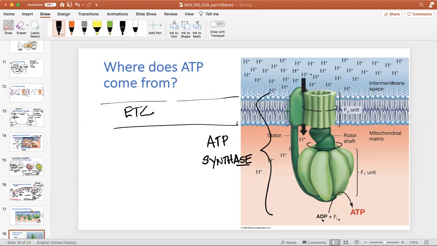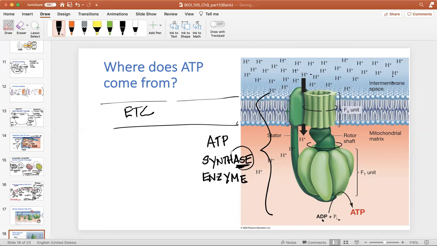Incidentally, anytime you have a molecule with the suffix ASE on it, that tells you that that molecule is an enzyme. So any molecule that ends in that suffix is an enzyme. ATP synthase is an enzyme that synthesizes ATP, okay? So how does it work?